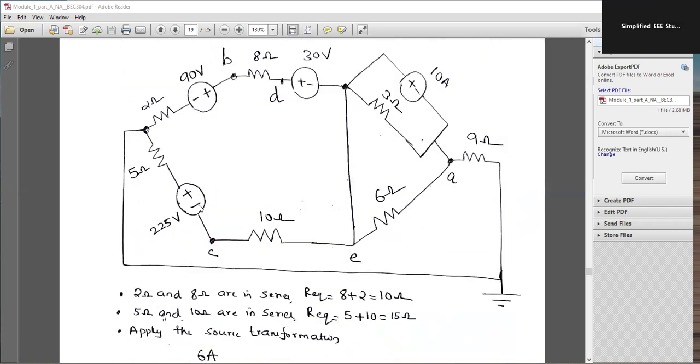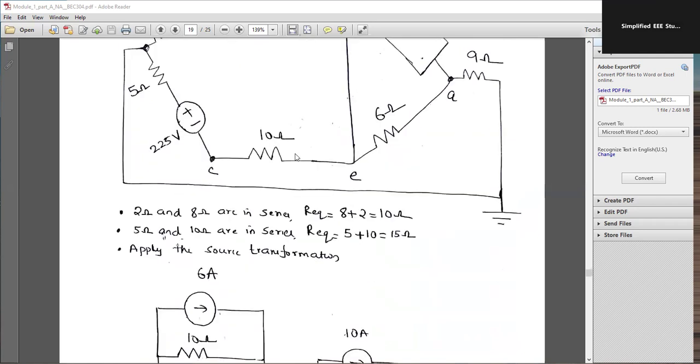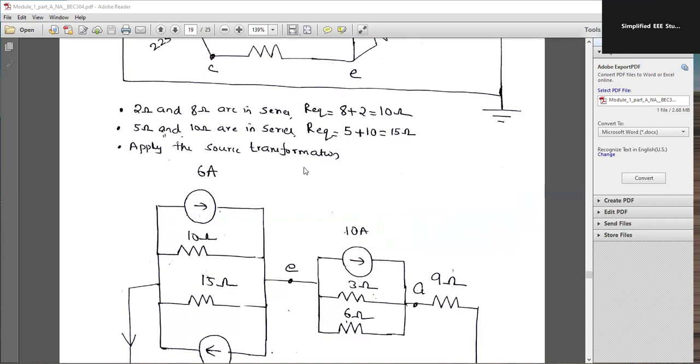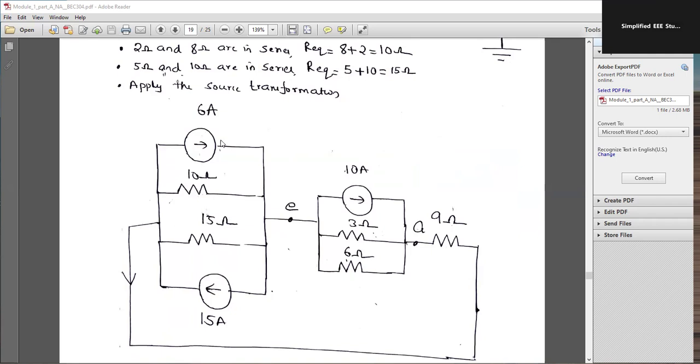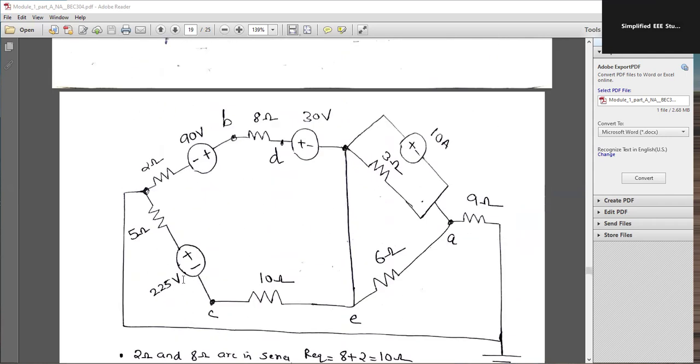Again, I applied the source transformation. In the bottom side, you can see 5 plus 10. How much is it? 15. This is 225 volt. So 225 divided by 15 is how much? So you are able to get 15, right? So 10 ohm and 15 ohm are going to become parallel. 6 ampere is in clockwise direction, whereas 15 ampere is in anti-clockwise direction. So this portion I have completed.